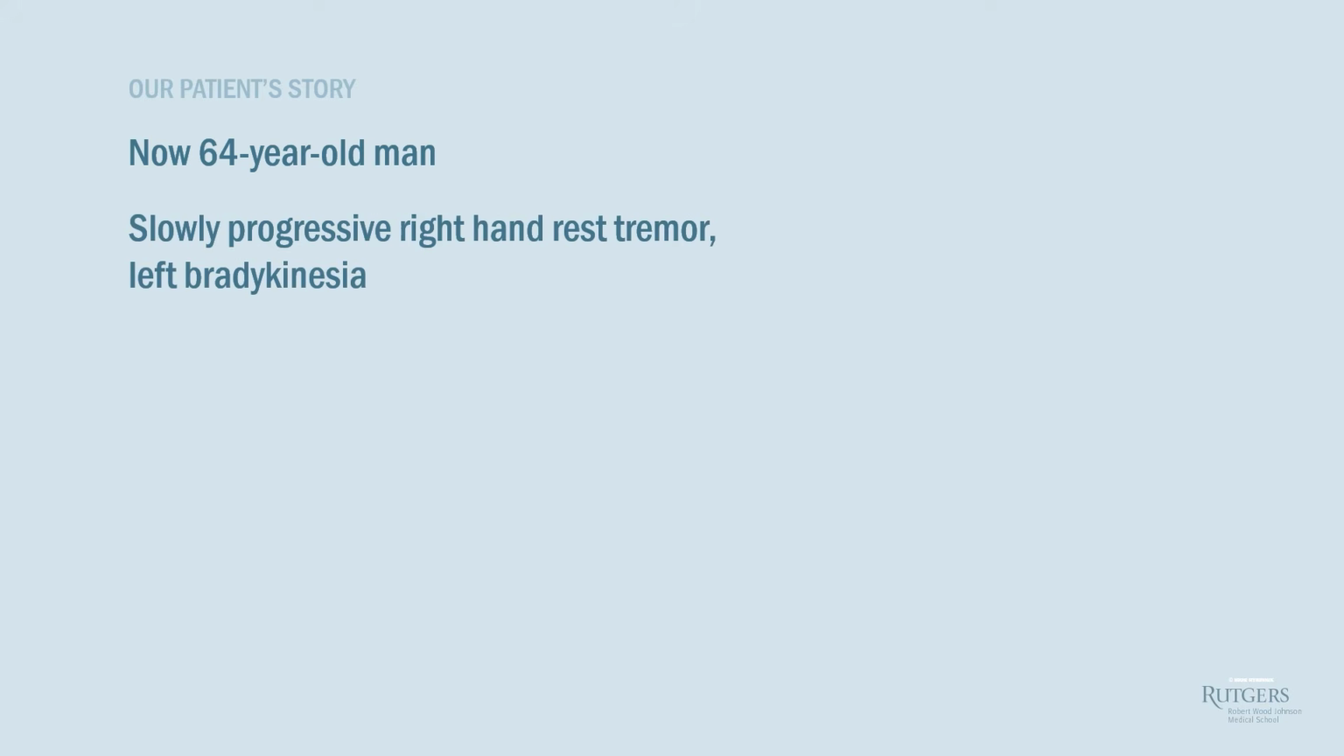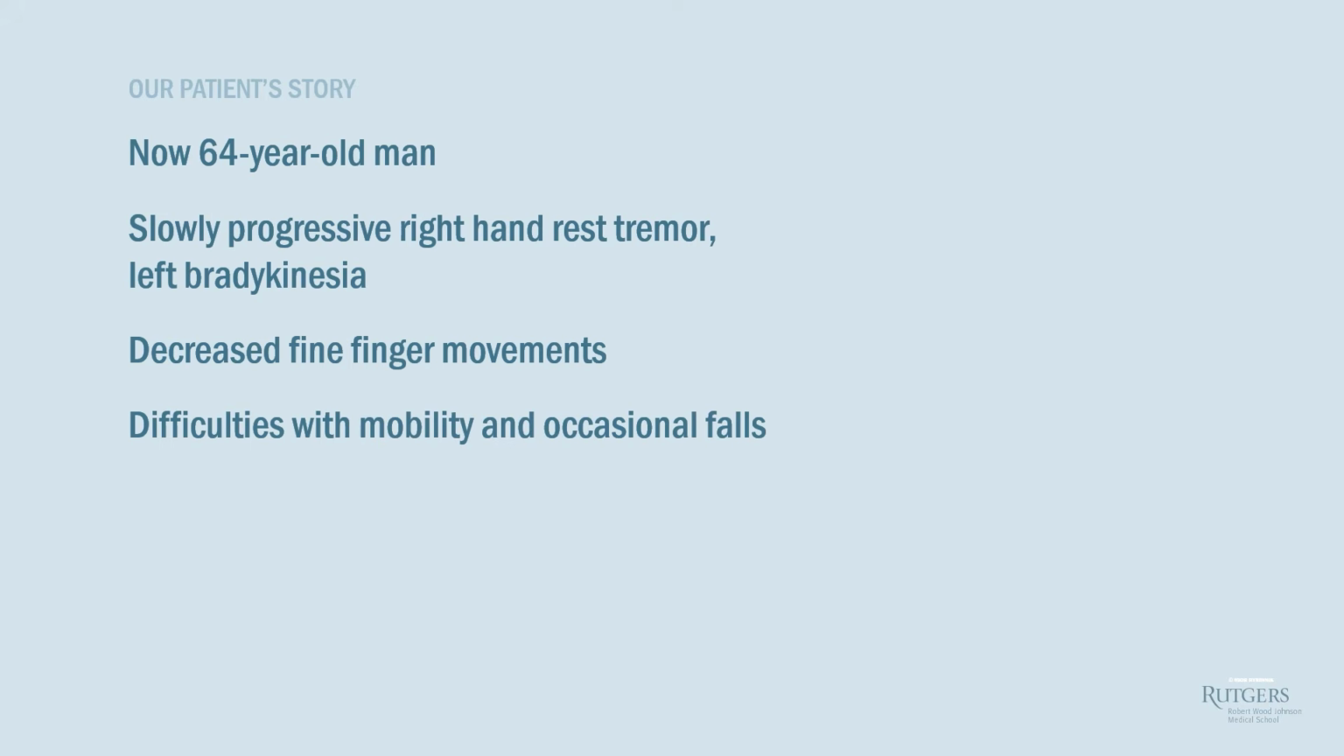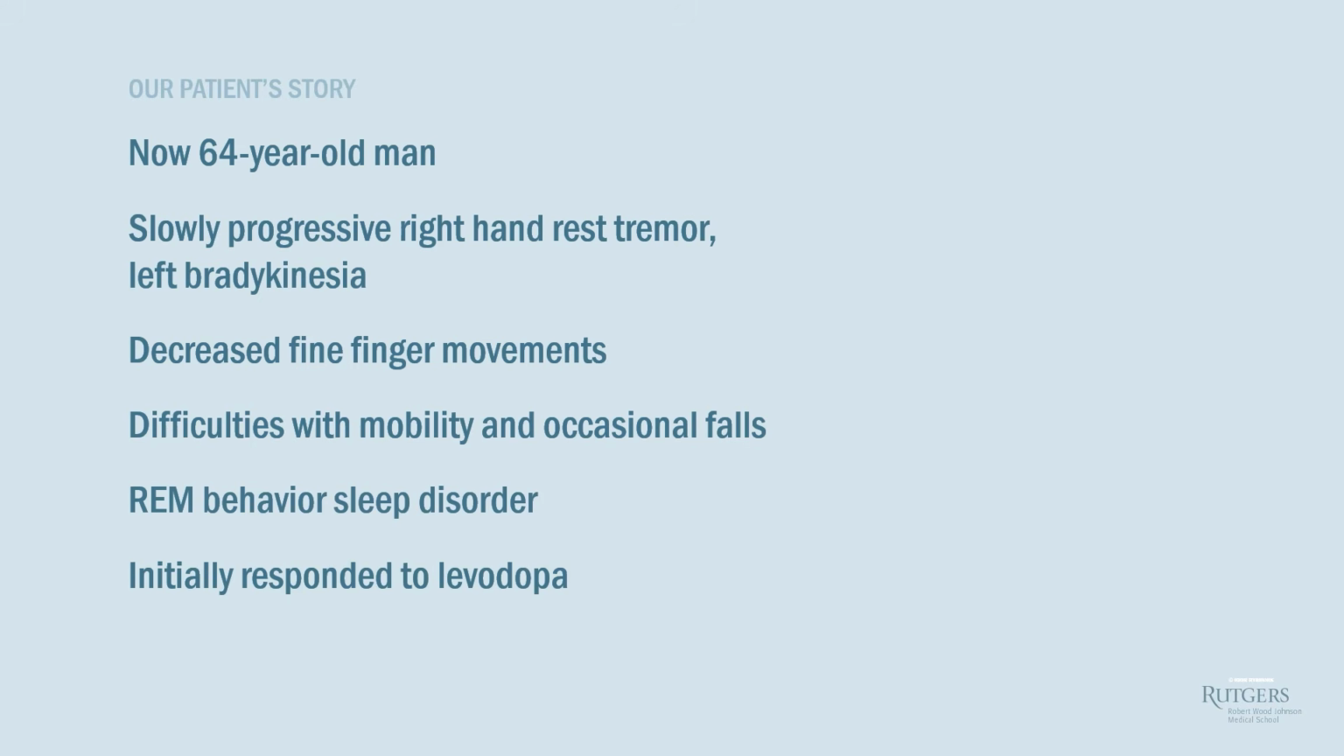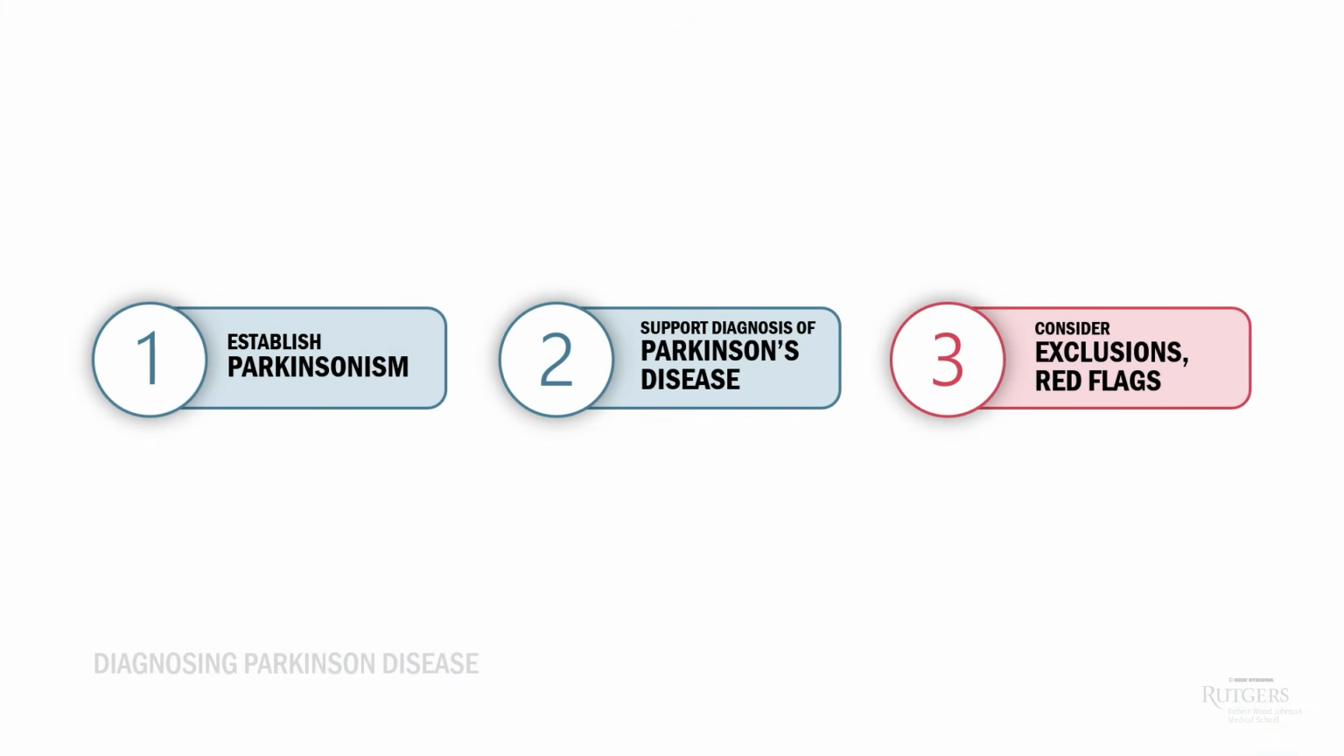Okay, I swear, this is the last time I'm going to repeat this history. Now, a 64-year-old man with slowly progressive right hand rest tremor and left bradykinesia, with decreased fine finger movements, difficulties with mobility and occasional falls, and REM behavior sleep disorder. He initially responded to levodopa, but now reports diminished effect and disabling hyperkinetic movements. So, does our patient have Parkinson's disease?